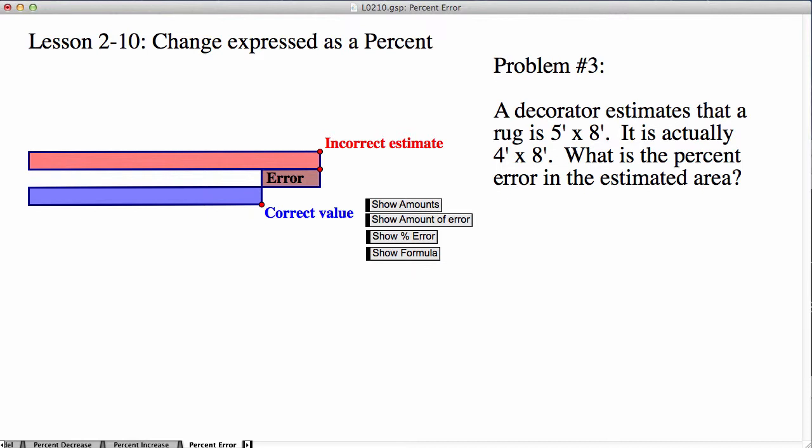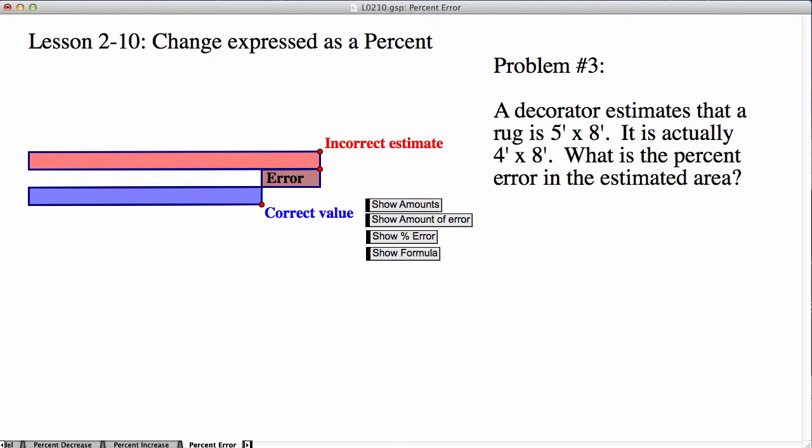In problem number 3, we learn how to compute percent error. The percent error is the percent by which an incorrect value is off from the actual correct value. In this case, a decorator estimates that a rug is 5 feet by 8 feet, but it's actually 4 feet by 8 feet. So we want to know what the percent error is in the estimated area.